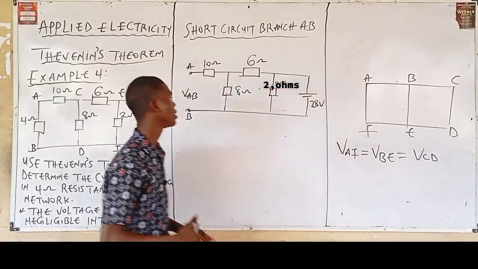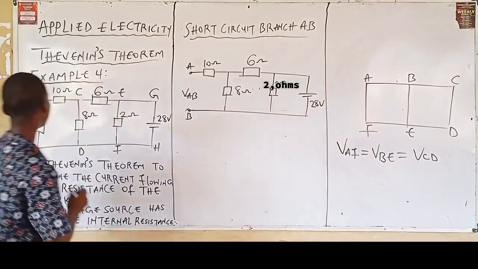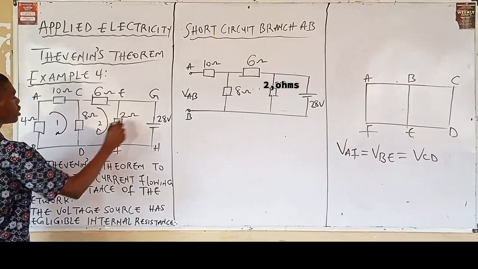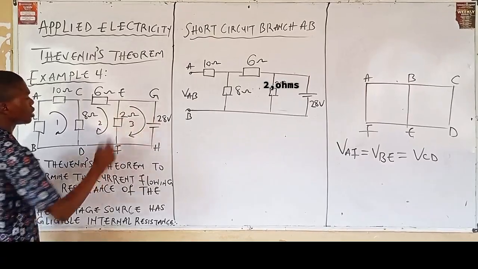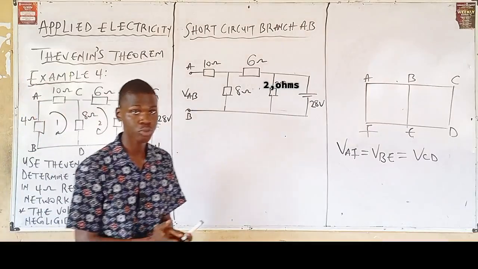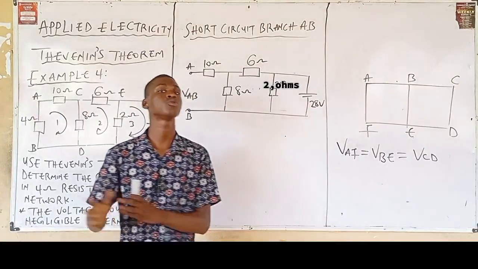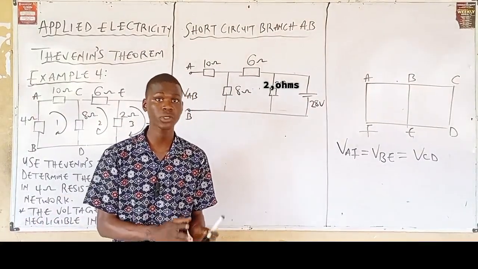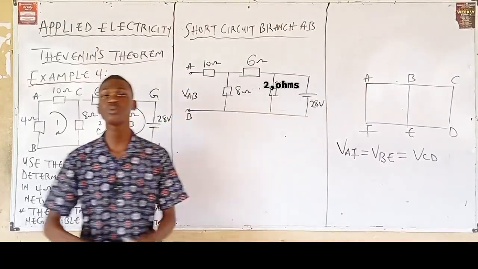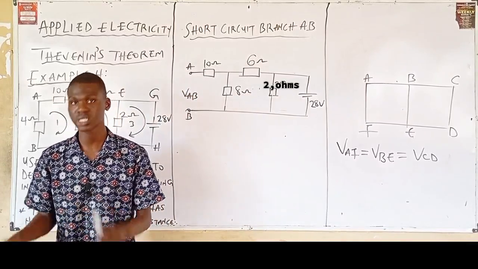Now, same idea. From here, say this is loop 1, say this is loop 2, and lastly, say this is loop 3. Now, from here, we've short-circuited this branch, right? Meaning the 4-ohm resistor has been short-circuited. Now, observe. In a closed loop, we said we have open circuit and closed circuit. What happens in a closed circuit? Current flows through a closed circuit, right? For an open circuit, current does not flow through an open circuit.